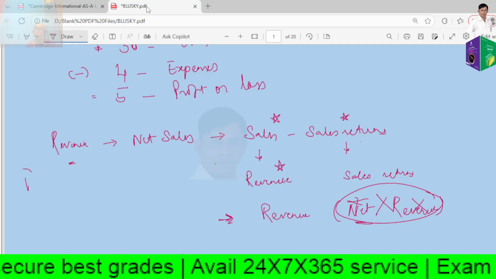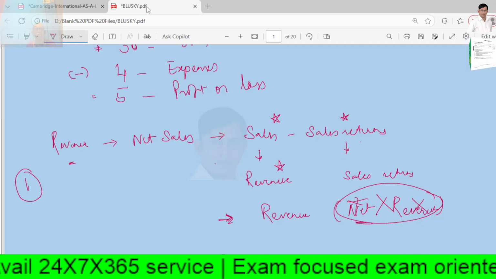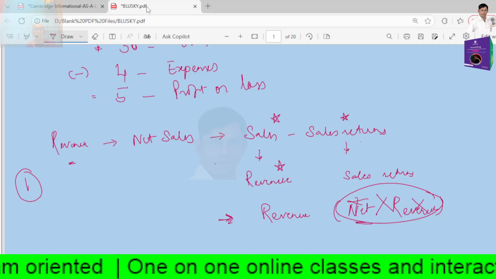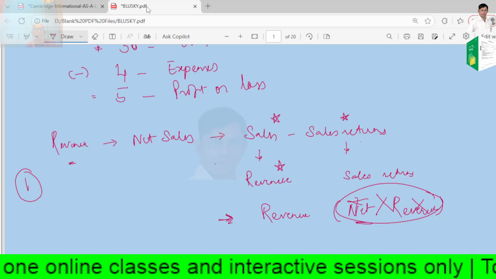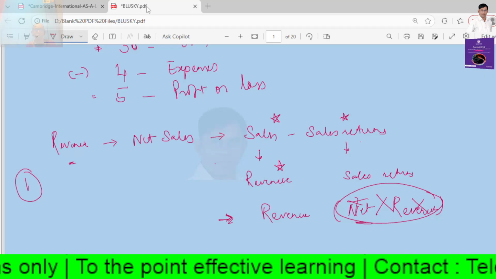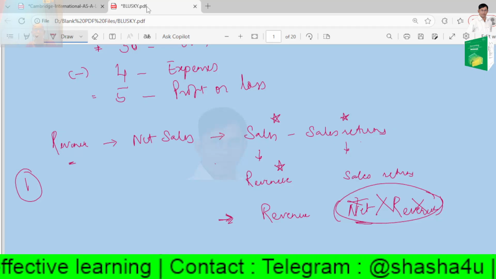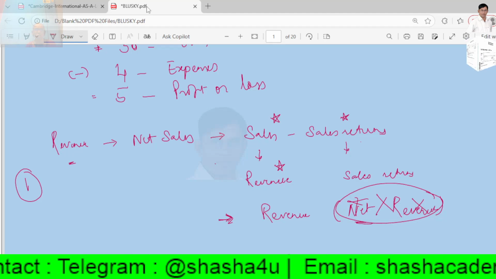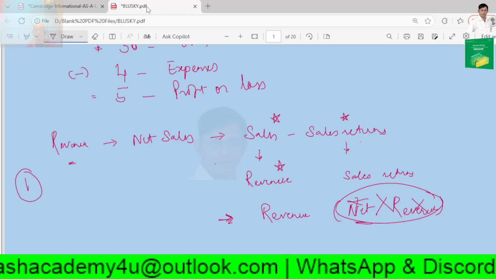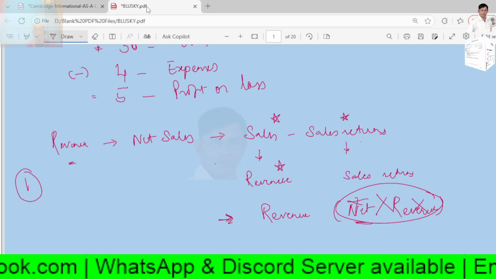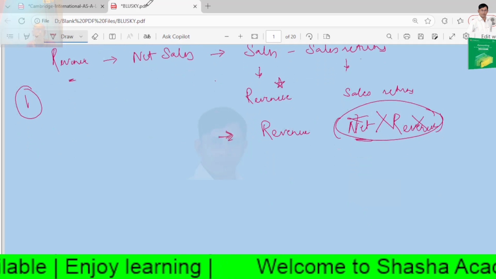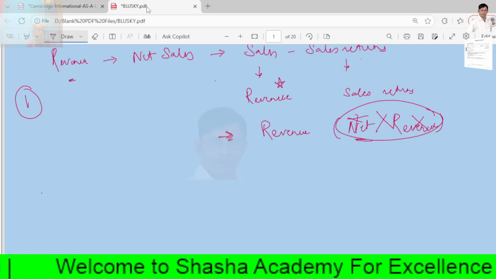First thing you should know, step number 1, revenue. Revenue is net sales, that is nothing but sales minus sales returns. Sales and revenue are used interchangeably, so they may give sales and sales return, or revenue and sales return. There is no word like net revenue, it is always revenue. Remember this is the first step. A lot of students get confused here and commit a lot of errors. I have observed students.